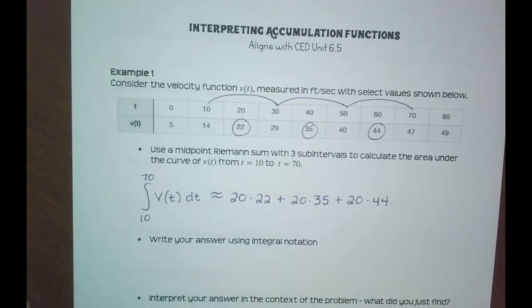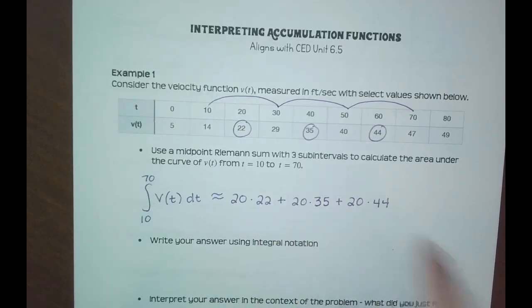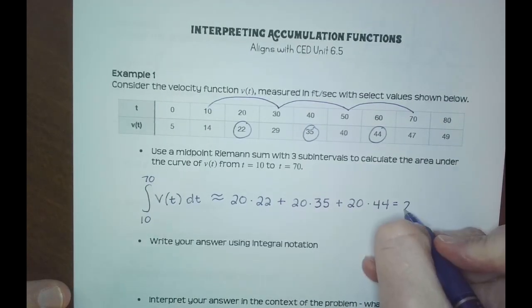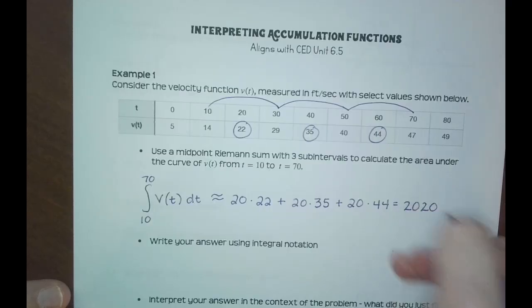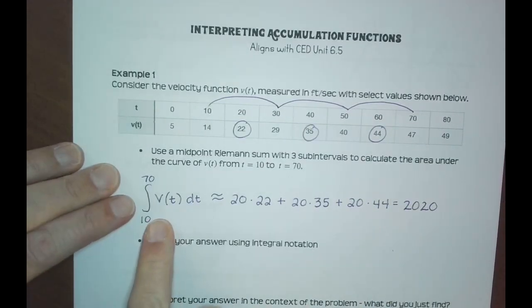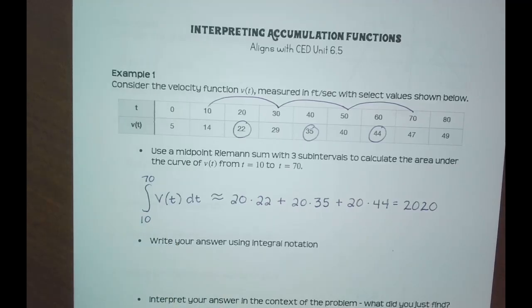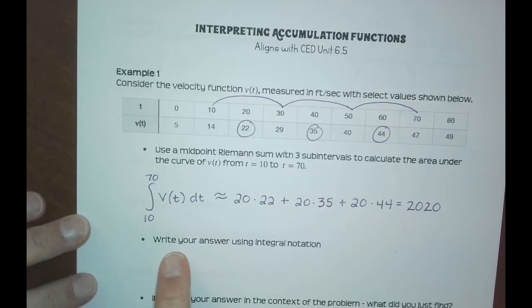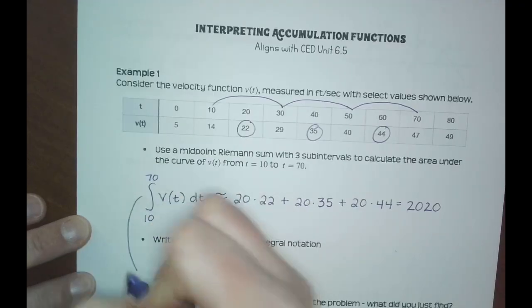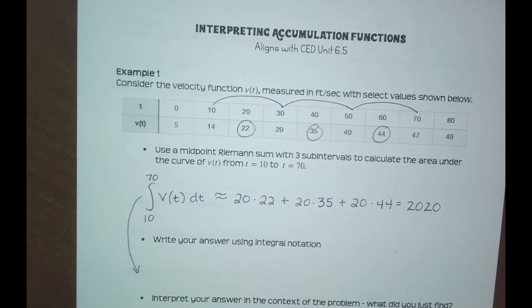Now, I just thought to myself a second ago that I wasn't going to need a calculator, and look at me now. Let's find this real quick. So I'm actually going to do 22 plus 35 plus 44. So I added these three numbers together, and then just took that whole thing and multiplied by 20, and I got 2020. Okay. So remember, the purpose of that was to find this integral, and the integral represents the area under the curve. Oh, and I just realized this said write your answer using integral notation. So that's what I just did. This was integral notation.